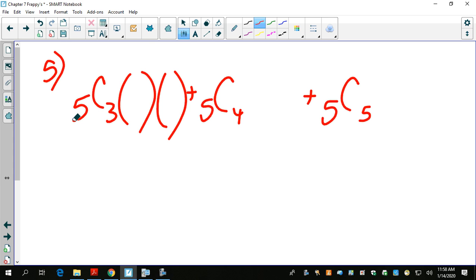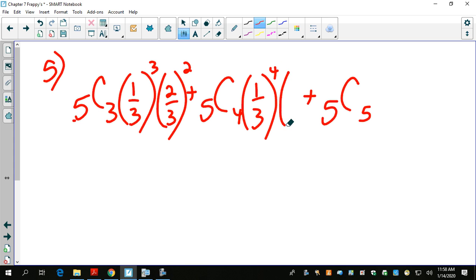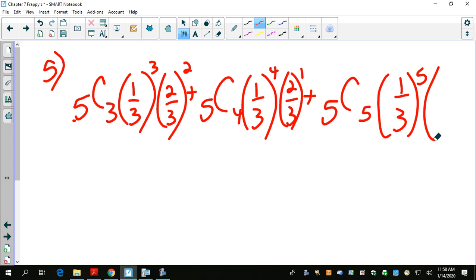Now, getting a hit is 1/3. So 3 hits would be 1/3 cubed, and then the 2 misses would be 2/3 squared, and again these two numbers have to add to 5. Here we get 1/3 to the fourth, that would be 4 hits, 2/3 to the first, and then here would be all 5 hits, and then 2/3 to the 0. Okay, and then you guys can do this out, but you get the hang of it.